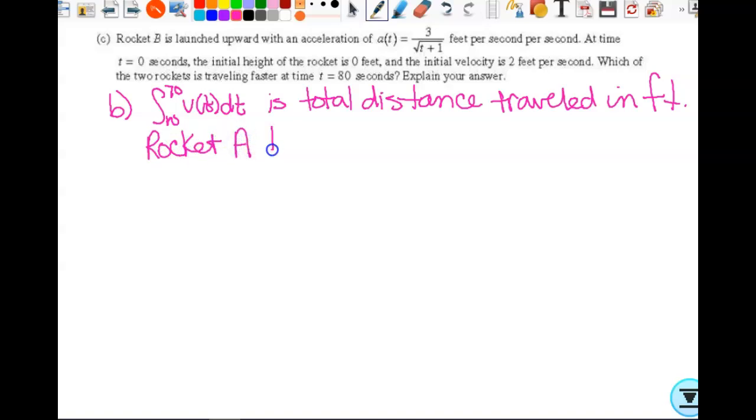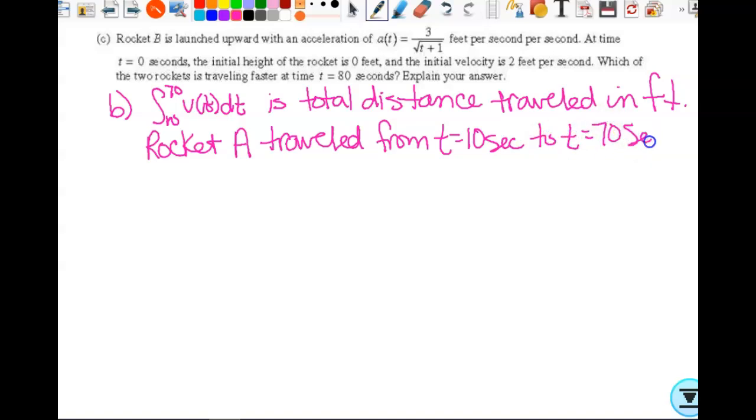Rocket A traveled from t equals 10 seconds to t equals 70 seconds. Okay, let's see what the actual thing says. It says since the velocity is positive, the integral of v of t represents the distance in feet traveled by rocket A. Okay, it's almost exactly what I said. So you have 1 point for the explanation.